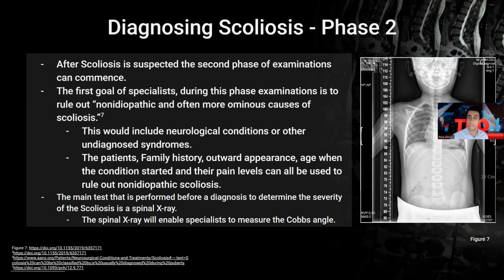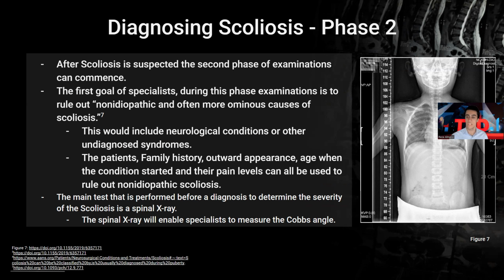To do this, family history, appearance, age of onset, and pain levels are all considered and are used to rule out any neurological or muscular conditions that could possibly be causing the abnormal spinal curvatures. After this step, an X-ray can be ordered. The X-ray image will allow a specialist to see if there are other abnormalities causing the spinal curvature.